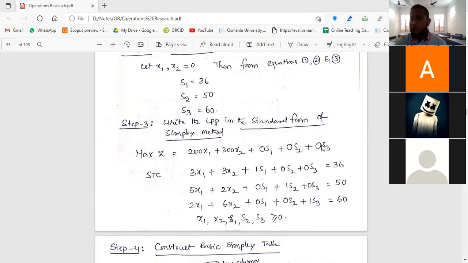If you add these three terms also, will the equation change? No, because 0 into S1 means 0 only. 0 into S2 means 0. 0 into S3 means 0. If you add 1000 terms also, multiplying with 0, then this equation will not change. It remains the same. So when writing in the standard form, you have to add slack variables.